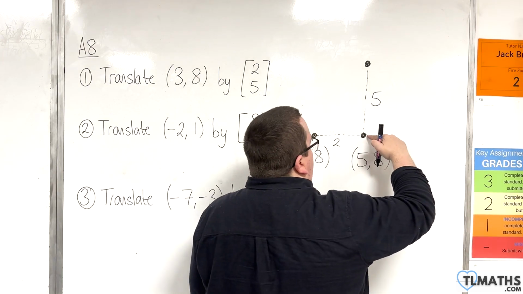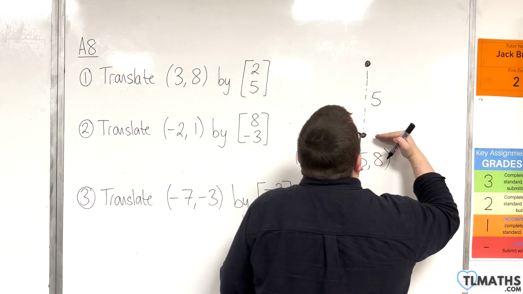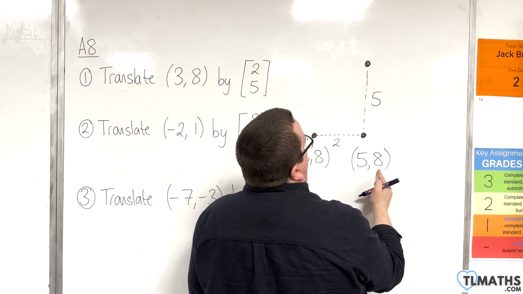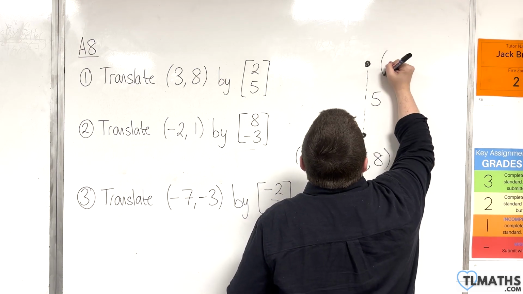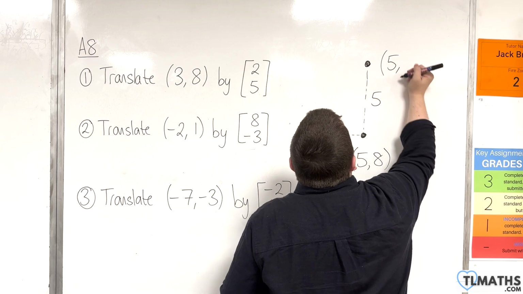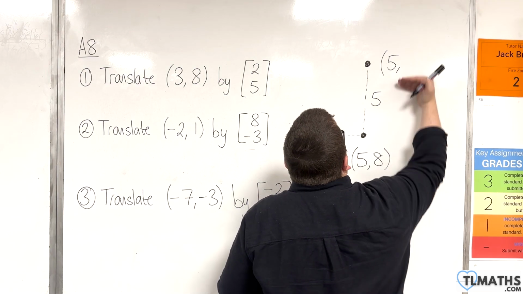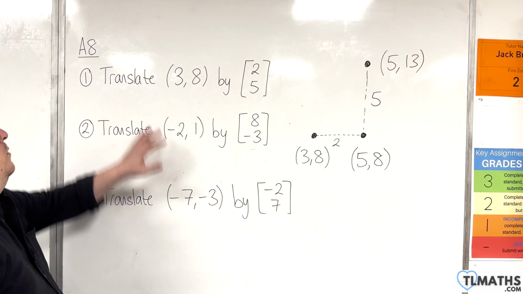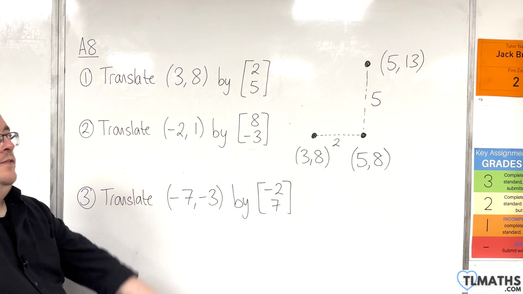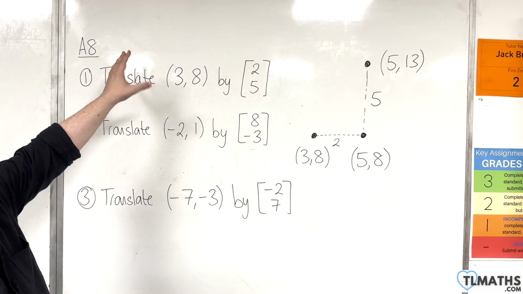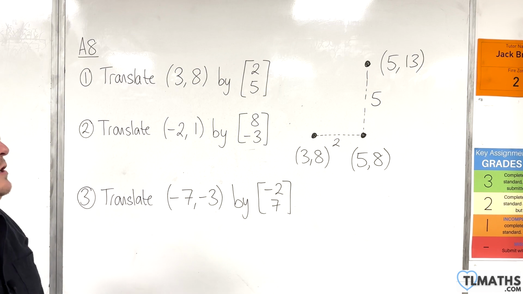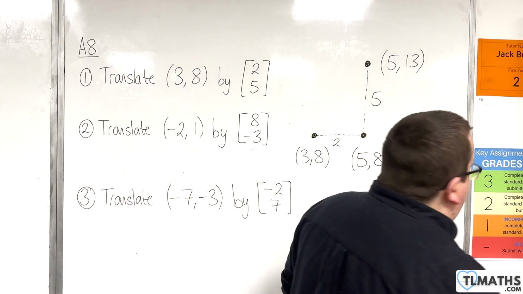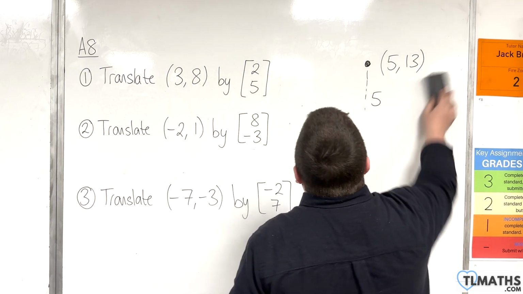Now, the y-coordinate here is 8. So if I move vertically, I'm going to add 5 to my y-coordinate. And so this point will have exactly the same x-coordinate, but I would have gone from 8 up 5 to 13. So the answer to this is (5, 13). That would be the coordinates of my new point, of the image, as we refer to it. So (5, 13). Let's look at the next one.